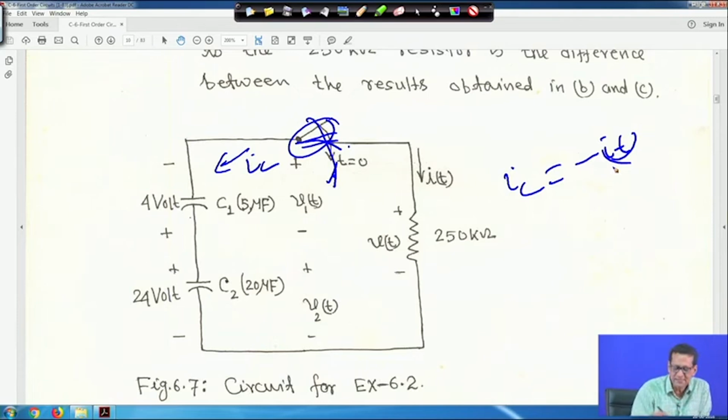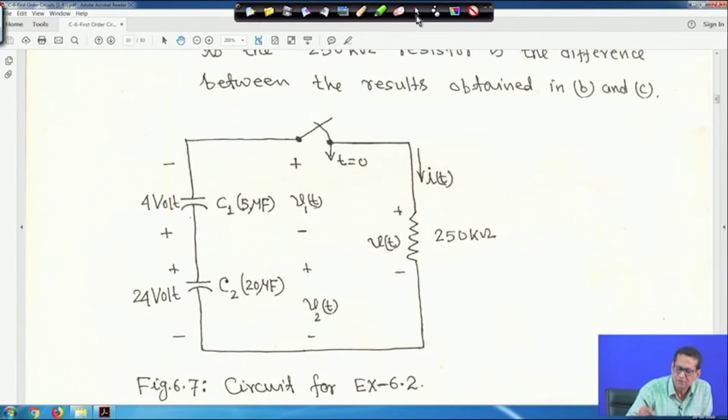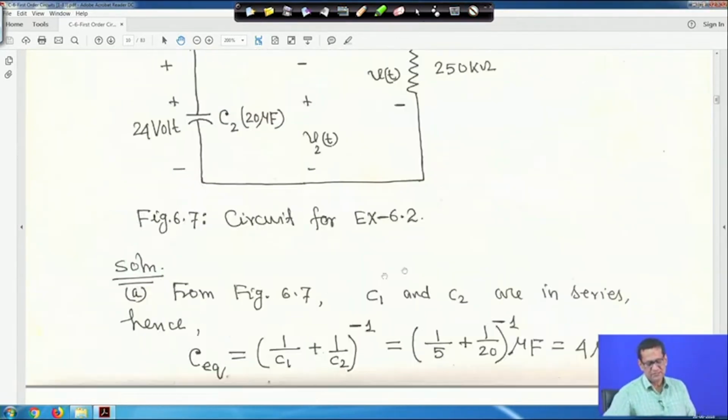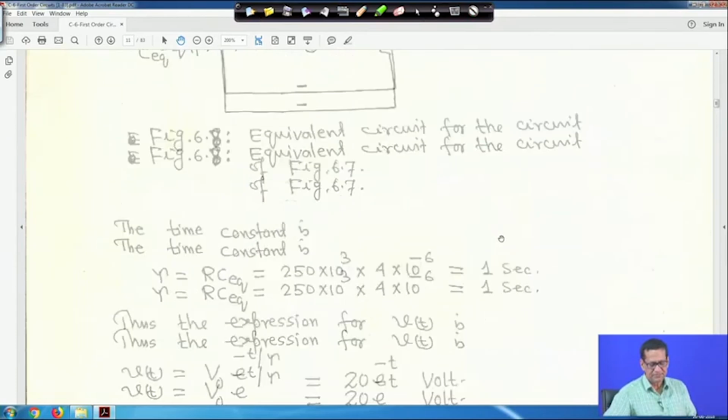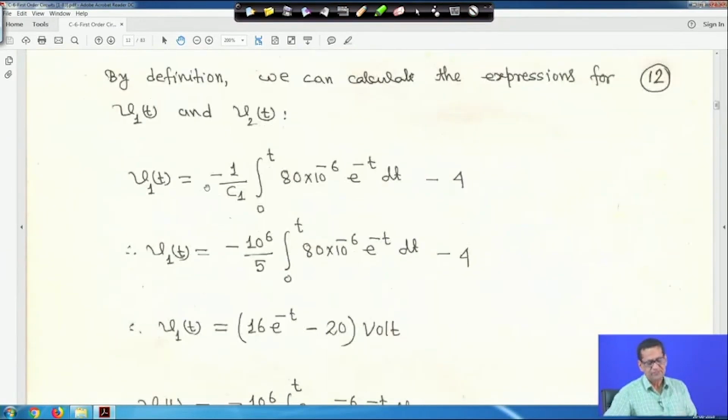So, that will be IC is equal to C1 dV1 by dt, another will be C2 dV2 by dt, you have to do it separately. Now if you come to this equation, we are writing now, after you do the integration.